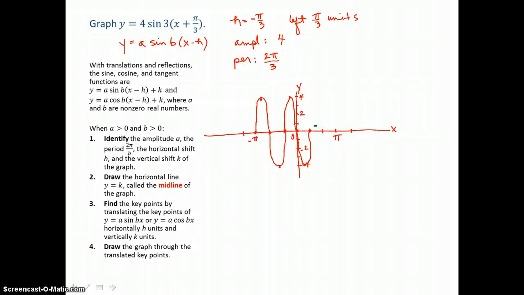And then let's do one more cycle. So we'll put our points in place. It's going to reach a height of 4 units and it's going to fall to a depth of 4 units as it waves along this x-axis. So there's 3 full cycles of this sine function.